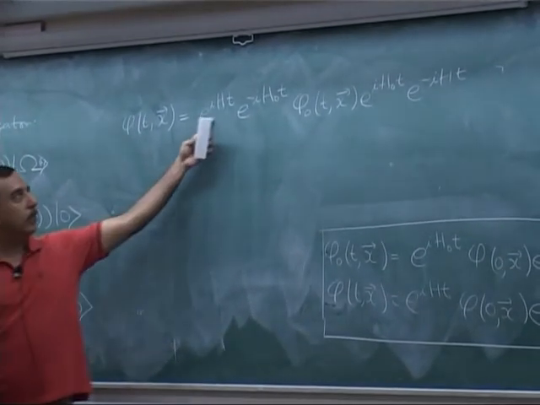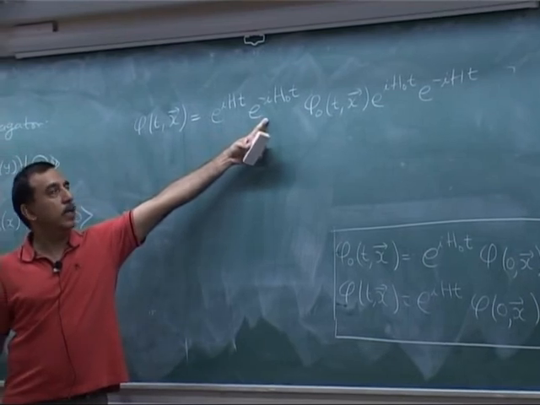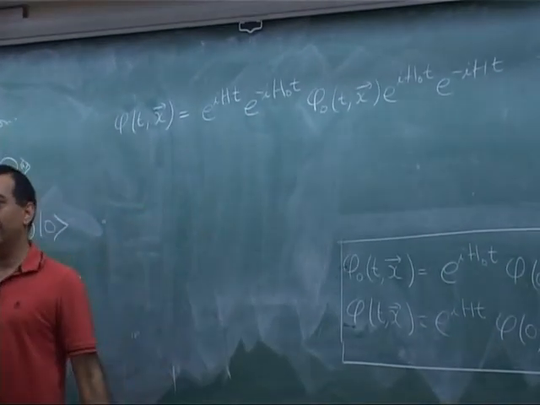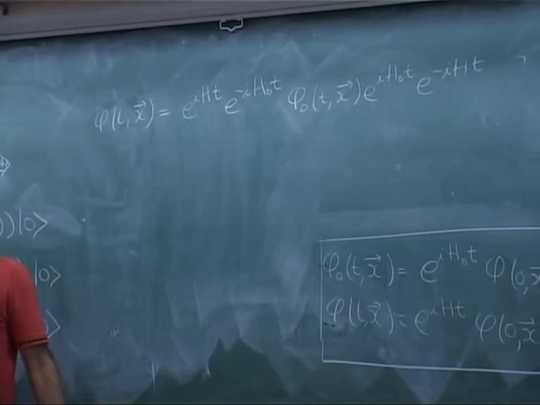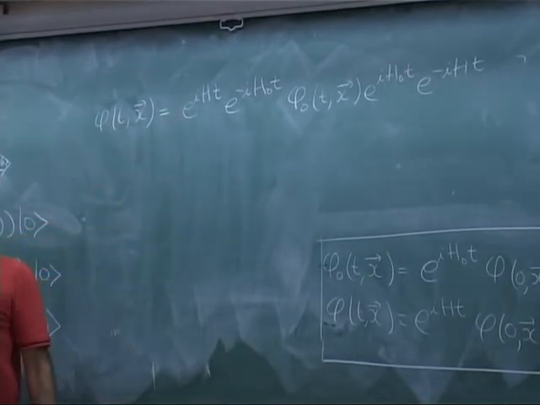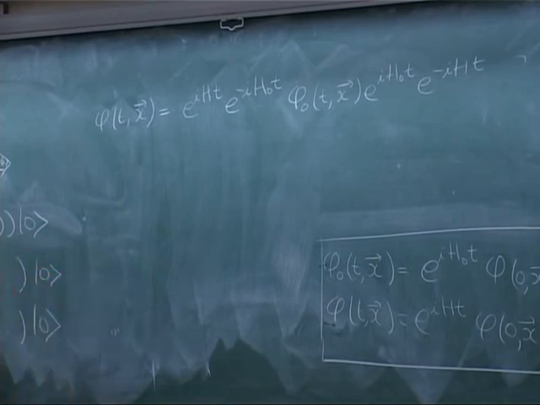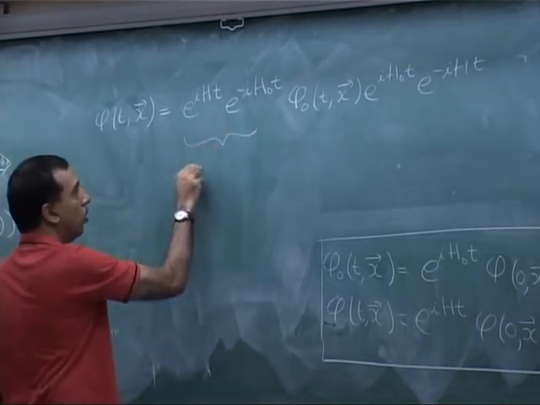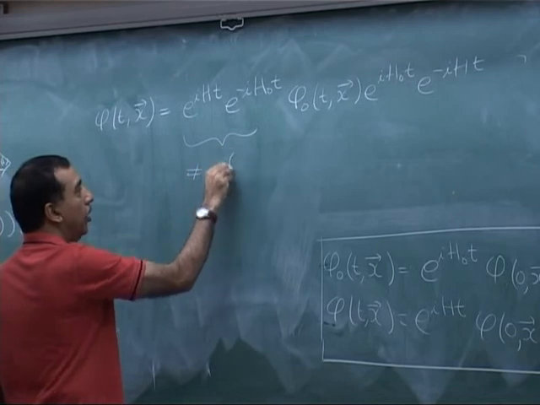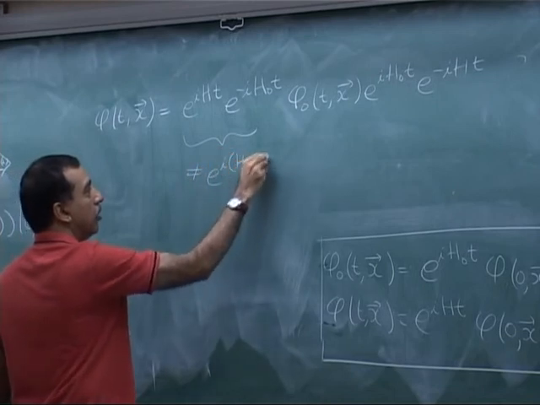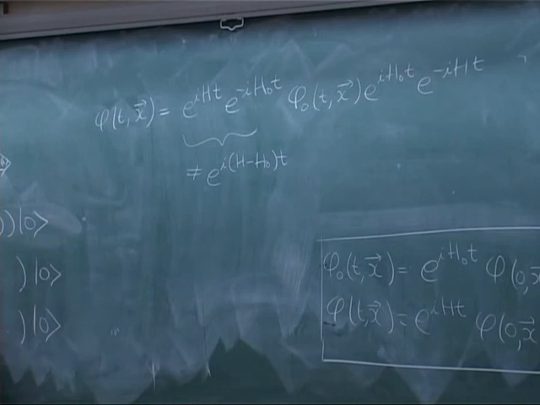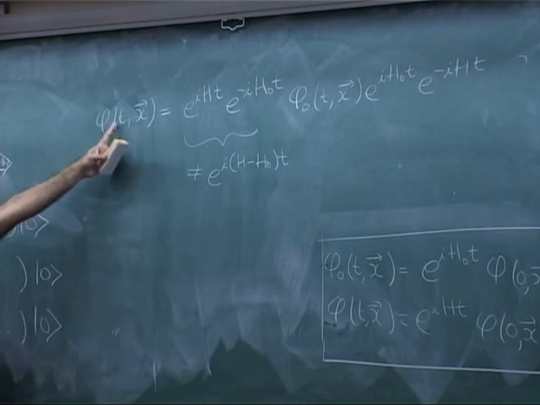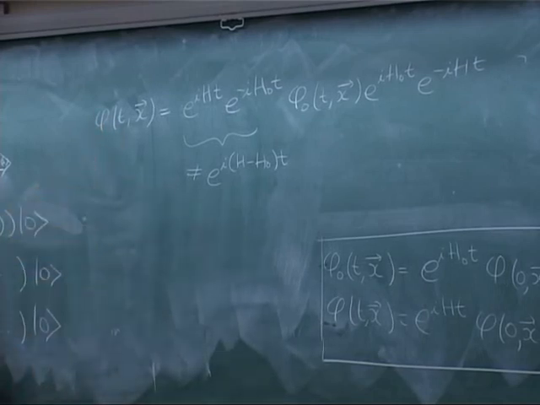Now, what can we say about this combination e to the iHt, e to the minus iH naught t? It looks like it depends only on the interaction part, because H minus H naught is H int. But unfortunately it's not so. This is not equal to e to the i(H minus H naught)t. If it was equal, that would be wonderful, because then we would have a clear relation involving only the interaction Hamiltonian between this and that. Why is it not so?